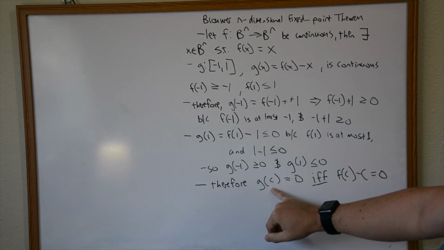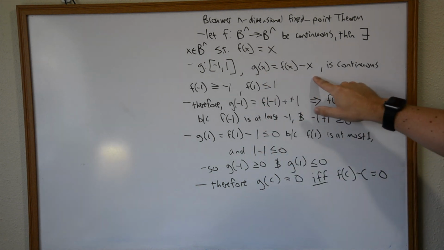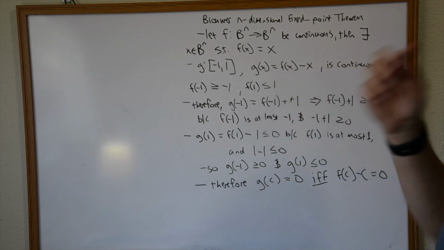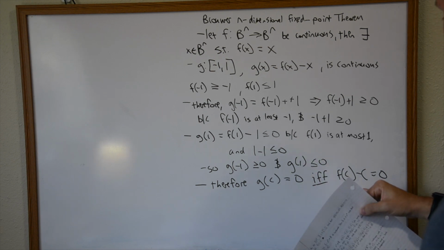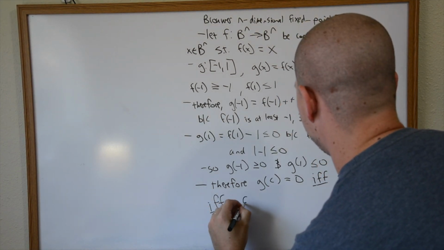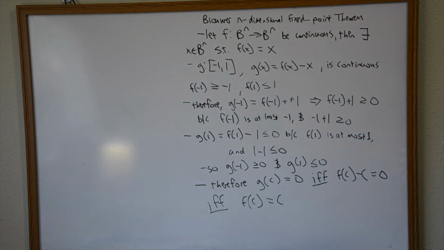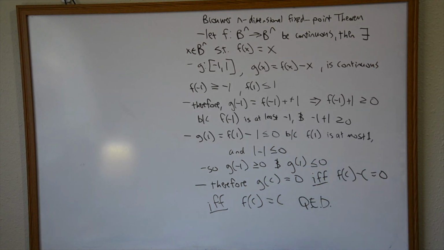So we're saying that this number exists and it gives an output of 0, but using the definition of g of x, we know that if this equals 0, then this must also equal 0, because they equal the same thing. So this can only be the case if and only if f of c equals c. And let's draw our nice QED, because we did so well. And that's the end of the proof.